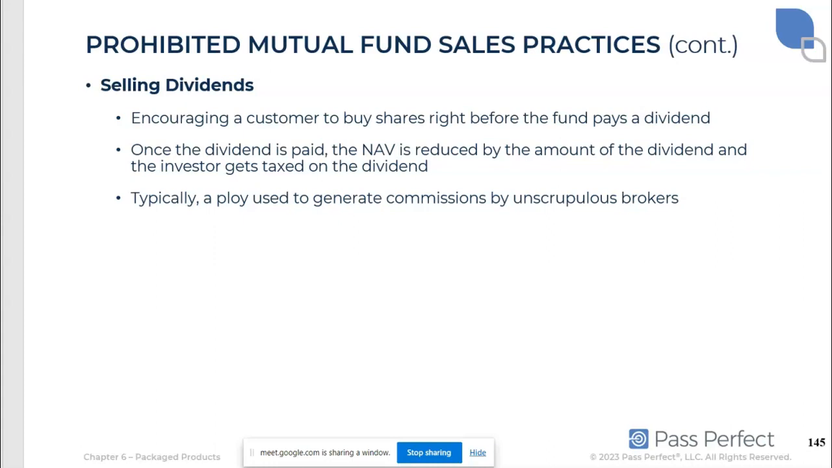So bottom line, there's no change. They have the exact same bottom line, except for one thing. Taxes are due on dividends in the year that they are received. So if you encourage someone to buy a mutual fund right at the ex-dividend date, they get no benefit from it, minus taxes. So that is definitely a violation.